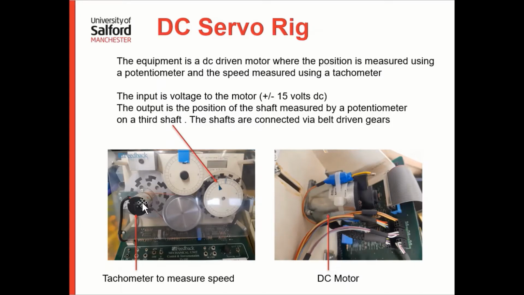In addition, onto this main drive shaft, we've got a tachometer which can measure the speed of this shaft as well. The speed of the shaft is quite handy because it's like a derivative of the position. So if we want to implement, say, derivative control, we could use the tachometer to give us the derivative signal.